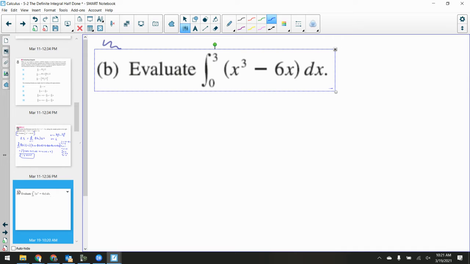All right, so now let's first start off by going from the integration notation to the summation notation. So that means that I want to go from 0 to 3 of x to the third minus 6x dx. Remember, what is this referencing? You're going to have to take the function and plug things into the function and multiply it by some delta x.